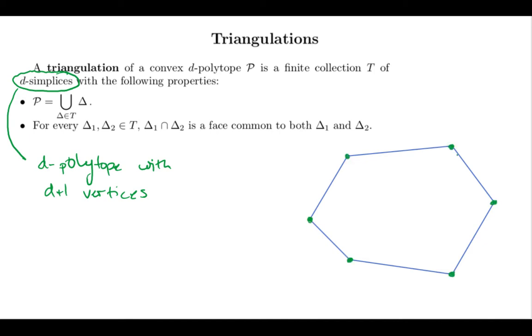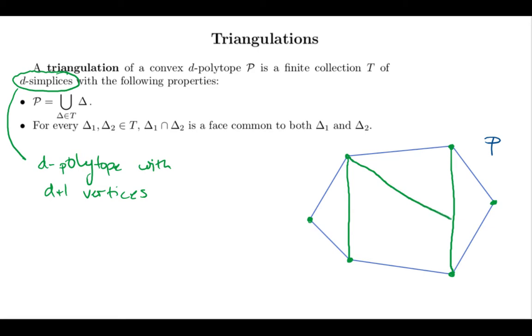Let me illustrate this definition by giving you both examples and non-examples of triangulations of this hexagon. So I think of this as my given polytope P. P is two-dimensional, so I would like to write this as a union of triangles. So maybe I'll start here with a triangle, and here with a triangle. This, what I have so far, is not a triangulation yet, because the middle piece is not a triangle, it's a quadrilateral.